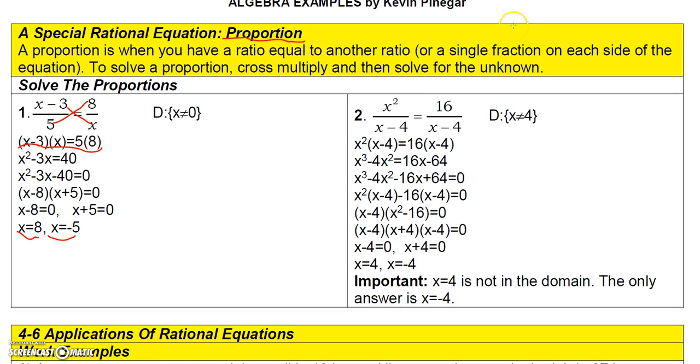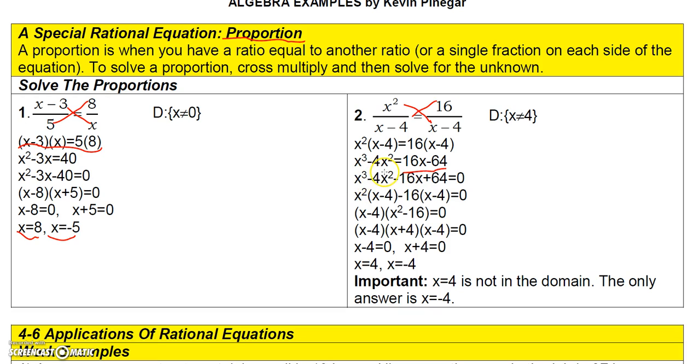Now let me do one more here. On this example, if I cross multiply, I get x squared times x minus 4 equals 16 times x minus 4. Well, if I multiply x squared times x minus 4, I get x cubed minus 4x squared. And then 16 times x minus 4 gives me 16x minus 64. And then I can actually move both of these terms to the left, and so I'll get x cubed minus 4x squared, and of course their signs will change when I move them across the equal sign, minus 16x plus 64 equals 0. Now I'm going to factor by grouping.